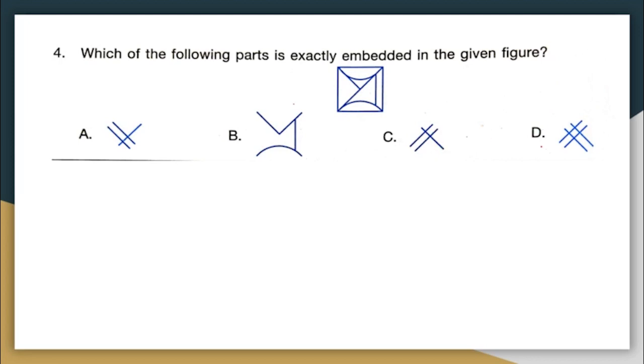Again, two lines like this and two lines like this. Are you able to see it somewhere? No. But let us see if this thing is there. Is this there? See here. Yes. So that's what they have given as option B. So option B is definitely embedded in the given figure. So your correct answer here is option B.